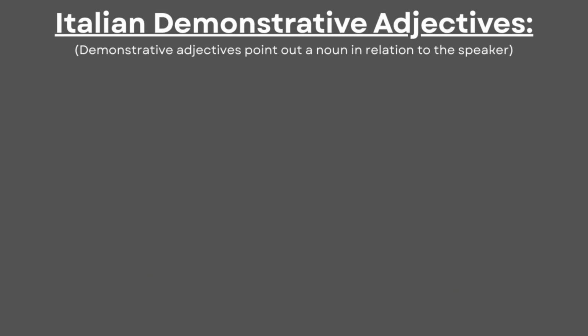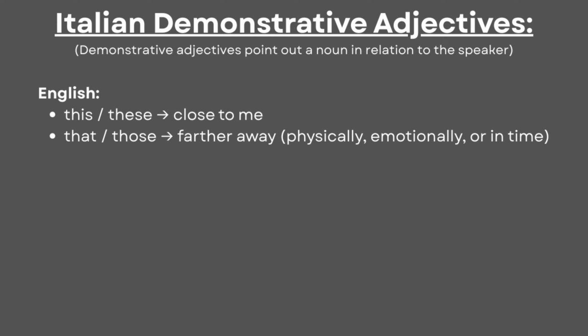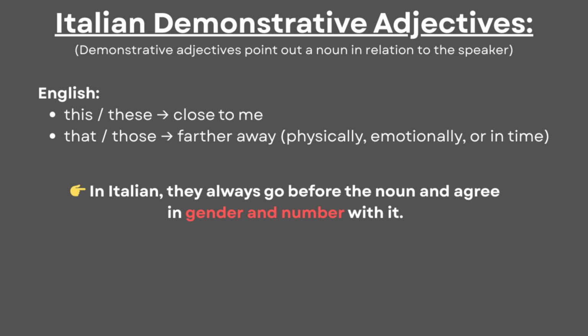Demonstrative adjectives in Italian are words that point out specific things or people. In English, these are this, these, referring to something close, and that, those, referring to something far. In Italian, such words must agree in gender, masculine or feminine, and number, singular or plural, with the noun they modify, and they always go before it.